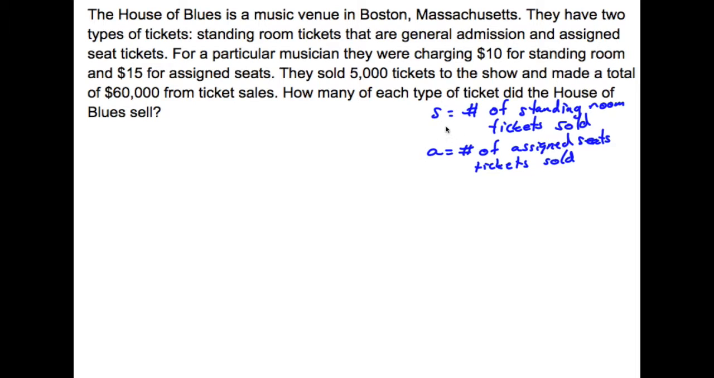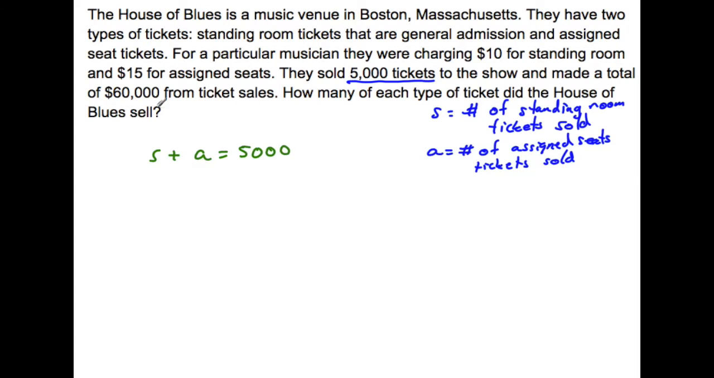First, I have to define my variables. I'm going to use the letter S to represent the number of standing room tickets, and I'm going to use the letter A to represent the number of assigned seat tickets sold. So the first equation I'm going to come up with is just for the number of tickets. I know that the total number of tickets sold is 5,000 tickets, and that must be the sum of standing room plus assigned seat. So my first equation will be S plus A equals 5,000.